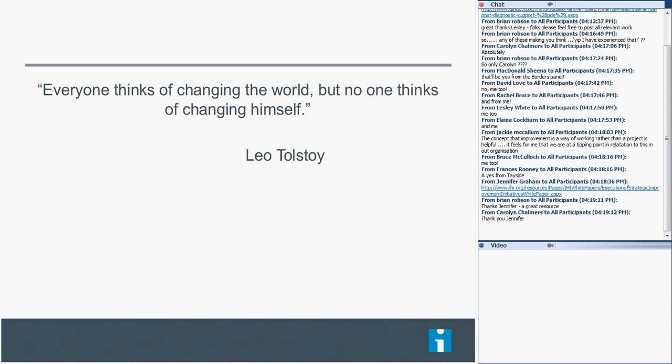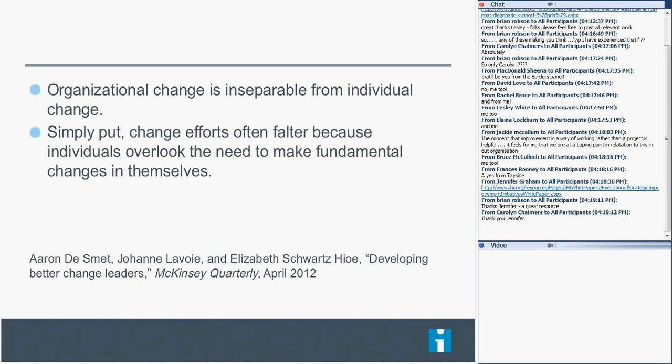Tolstoy talks about change, and he says everyone thinks of changing the world, but no one thinks of changing himself. And this is important because as a leader in an organization, as a middle manager in an organization, or even as somebody on the front line, we can talk about change, but if we haven't changed our own habits, our own patterns, our own ways of doing work, we are just going to continue in the same environment and get the same results that we get, no matter how many improvement projects we put into place. So organizational change is inseparable from how an individual looks at him or herself.